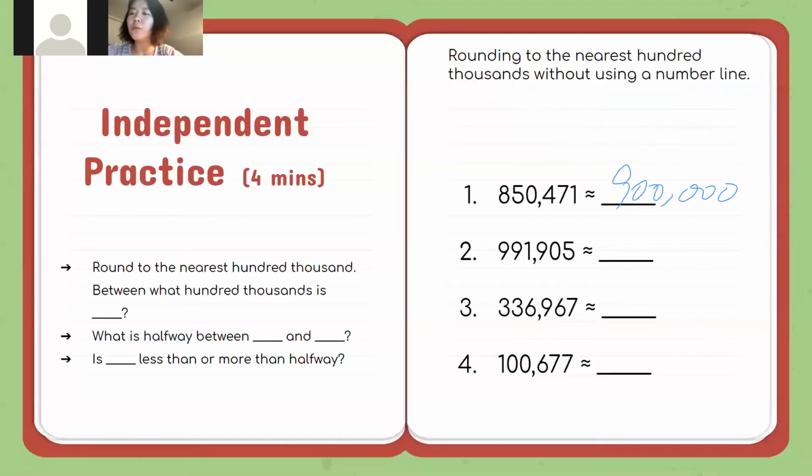Okay, and let's take a look at our second number, 991,905. So round to the nearest 100,000. Between what two 100,000s is 991,905? It will be 900,000 and 1 million. Okay, and what is the halfway between 900,000 and 1 million? It will be 950,000. And is 991,905 less than or more than the halfway? The answer is more than. So 991,905 will be almost equal to 1 million.